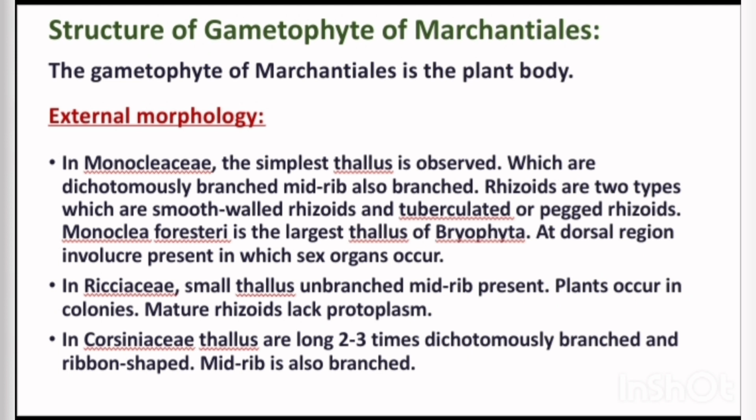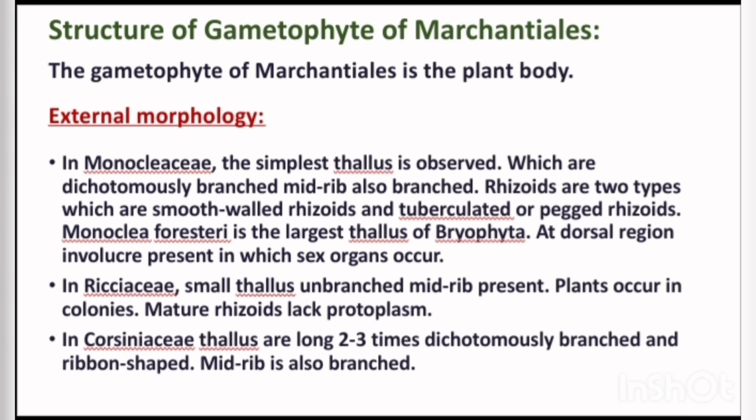The structure of the gametophyte in Marchantiales. The gametophyte is the main plant body. Its external morphology is different in different families. In Monocleaceae, the simplest thallus is observed, which is dichotomously branched, with the midrib also branched. Monoclea forsteri has the largest thallus of bryophytes, with an involucre present at the dorsal region in which sex organs occur. In Ricciaceae, a small thallus with an unbranched midrib is present. Plants occur in colonies, with mature rhizoids lacking protoplasm.